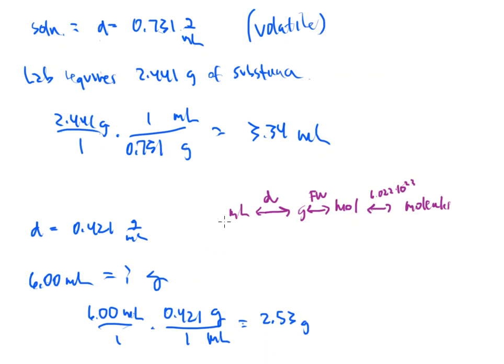Notice that milliliter cannot be directly connected to mole. You have to go to gram first. And milliliter cannot be directly attached to molecule. You actually have to go to mole. Then before that, you got to go to gram. So that's going to be a couple of extra steps that are there. So keep that in mind with the dimensional analysis.